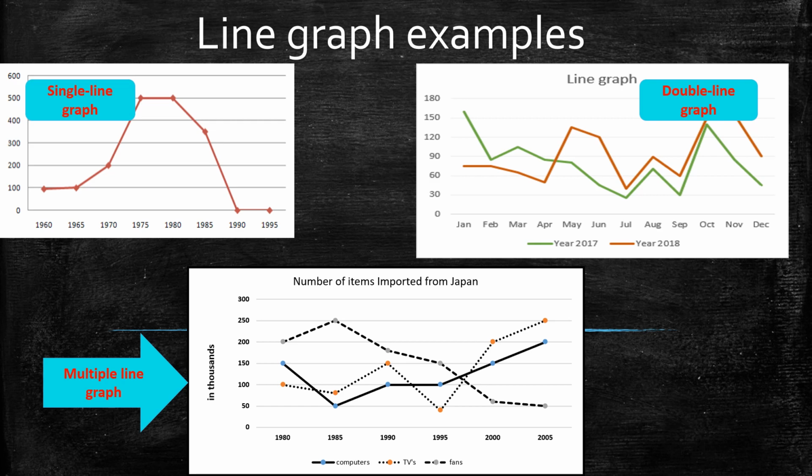For your exam, level 4 exam, and for the IELTS, you will be usually asked to interpret a double line graph or a multiple line graph. You will never get a single line graph question, and you will never be asked to interpret a single line graph. It is usually double or multiple, okay?